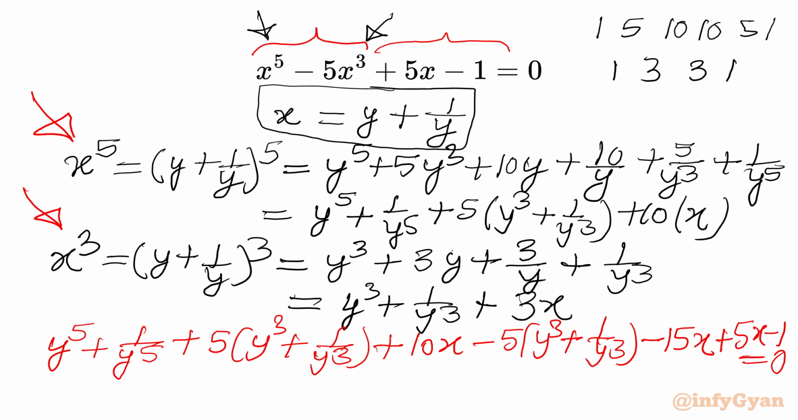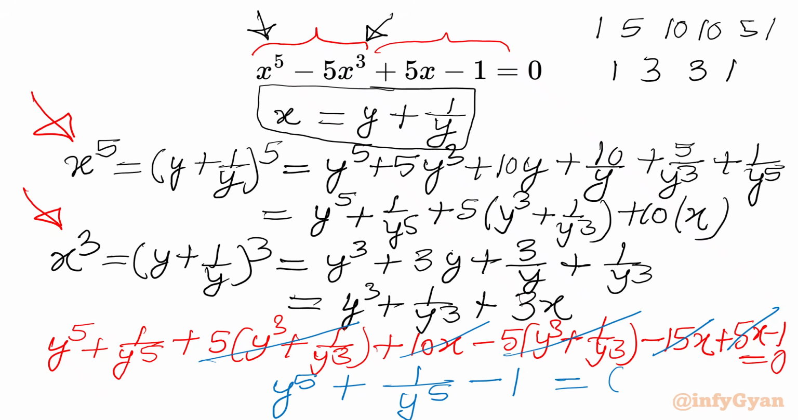Now we will cancel most of the terms over here. These two terms will get over. 10x plus 5x minus 15x. So we have y power 5 plus 1 over y power 5 minus 1 equal to 0. Now we will be adding 1 to both sides. So we will get y power 5 plus 1 over y power 5 equal to 1.